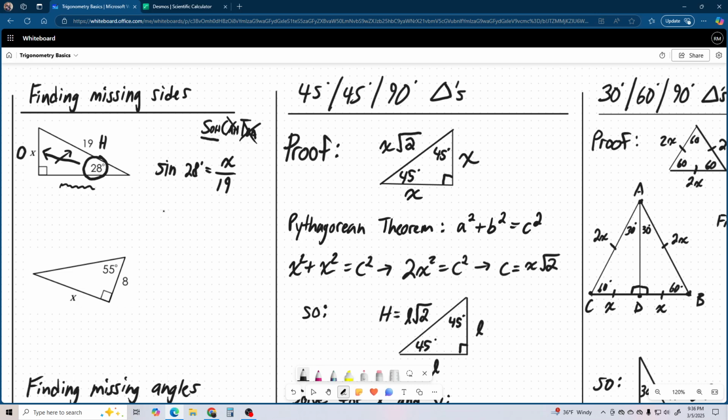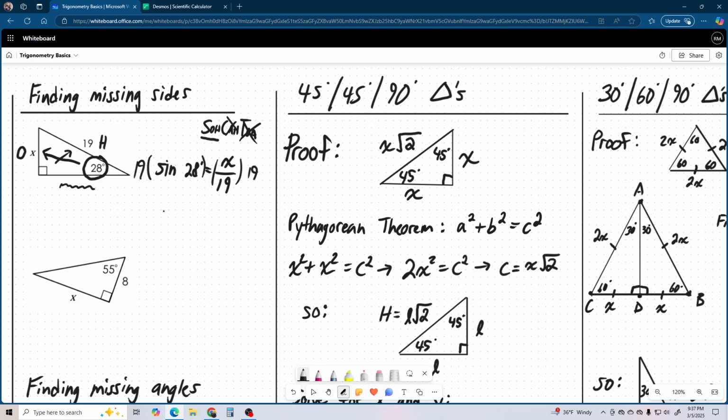We can say the sine, and remember how we found that because we figured out we have the opposite and the hypotenuse. The sine of 28, which is our angle measure here, equals x, our opposite, over 19, our hypotenuse. And now we have to solve for x. In order to solve for x, we have to get rid of this denominator. So I'm going to multiply both sides by 19.